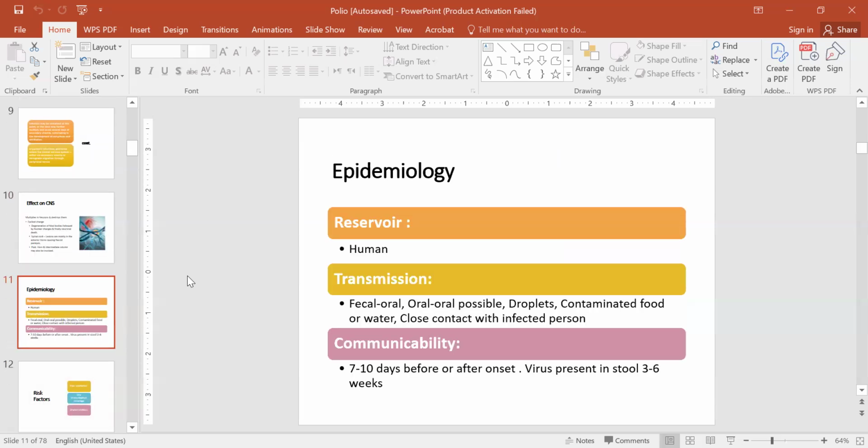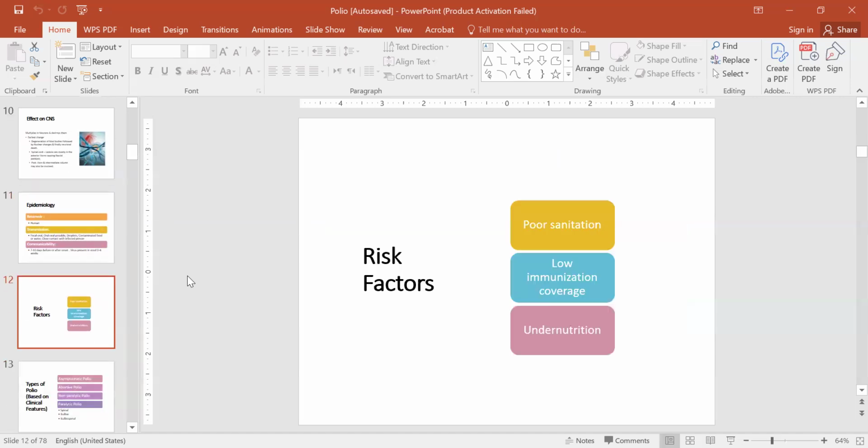So humans are the only reservoir of this virus. Transmission, as said, is fecal-oral. Oral-oral is also possible, or droplet or contaminated food or water and close contact with the infected person. Communicability is 7 to 10 days before or after onset, and virus is present in stool from 3 to 6 weeks. These are the very major risk factors of the disease: that poor sanitation, low immunization coverage, and undernutrition leads to the disease.